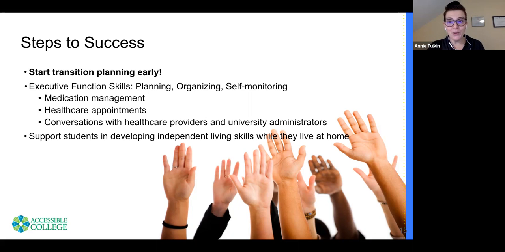Does the student know who their doctors are? Do they know how to get in touch with their doctors? Can they pick up the phone and schedule their own appointments? Starting to work on these skills, which are also just like good adulting skills, can be really helpful too.